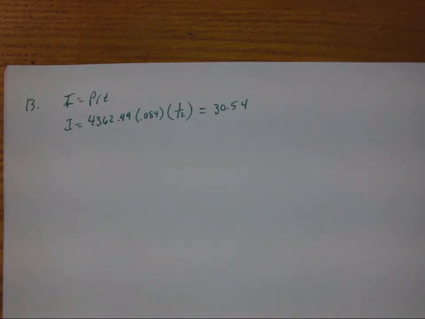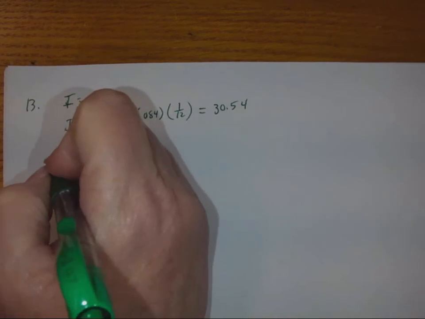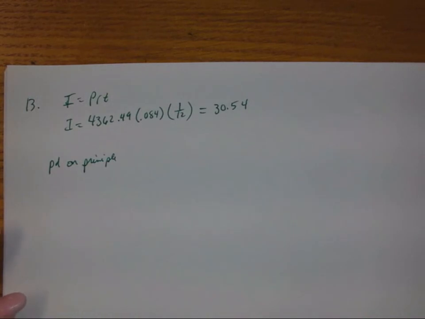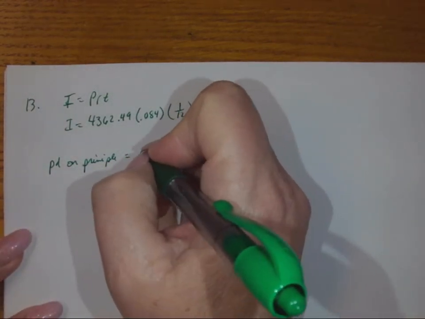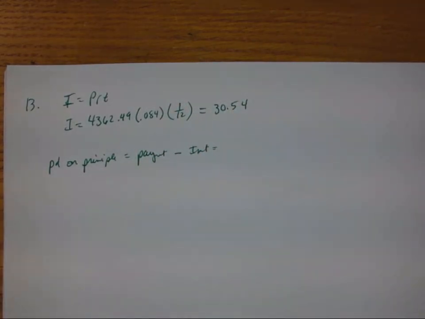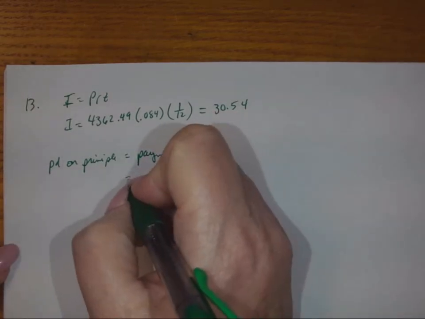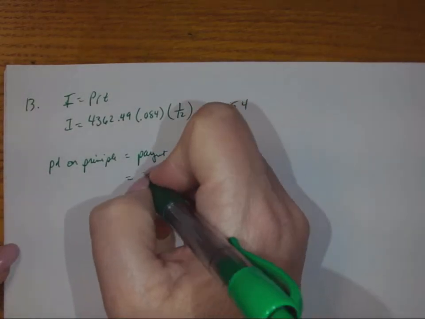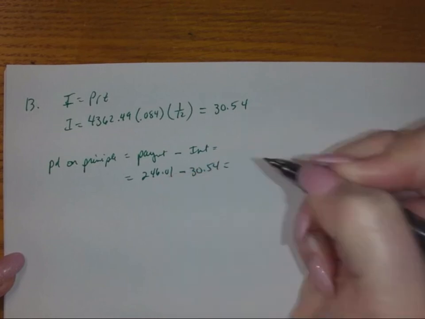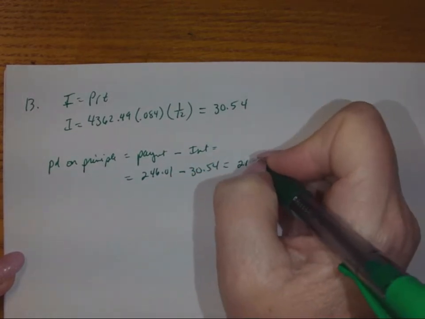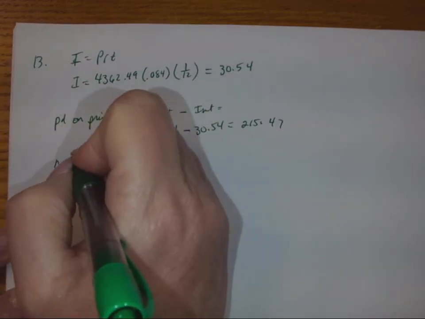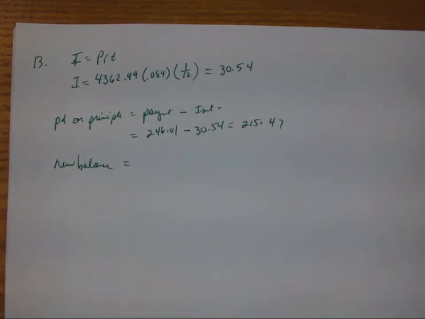So we need to figure out how much was paid on the principal. So if we look at paid on principal, we're going to take what the payment was, the payment minus the interest. So that'll tell us how much we actually paid on our principal of our account. So our payment is $246.01 minus that interest of 30.54, and that'll get us a total of $215.47.